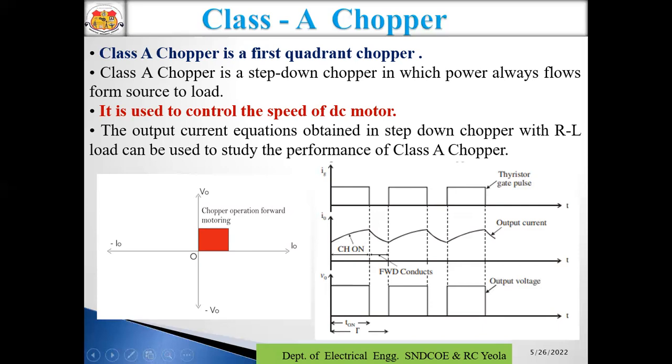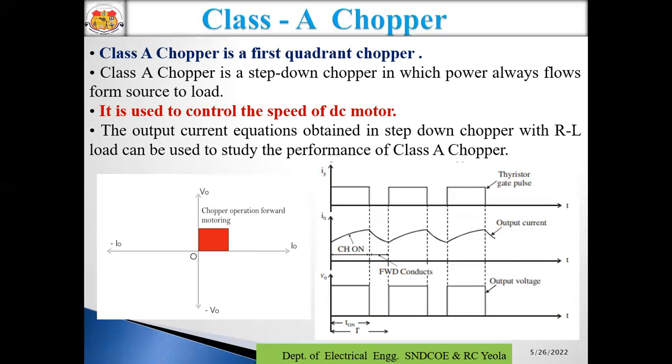And during that time, when the chopper is off or the switch is off, the current goes down slowly, or we can say that the freewheeling diode conducts. As you can also see in the output voltage, when the switch is on the voltage has some magnitude, but when the switch is off, the output voltage across the load is zero.